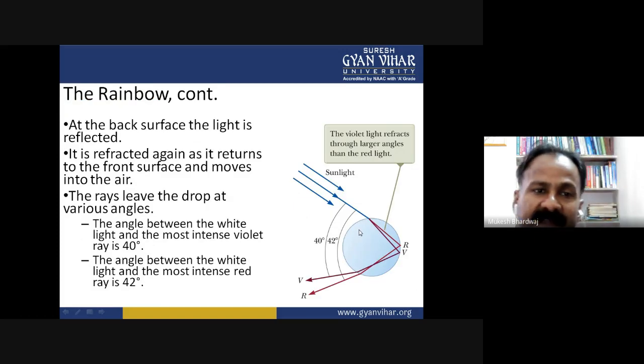At the back surface, the light is reflected. It is refracted again as it returns to the front surface and moves into the air. The ray leaves the drop at various angles. The angle between the white light and the most intense violet ray is 40 degrees. The angle between the white light and the most intense red ray is 42 degrees. So in the pictorial representation, the violet light refracts through a larger angle than the red light, as shown.